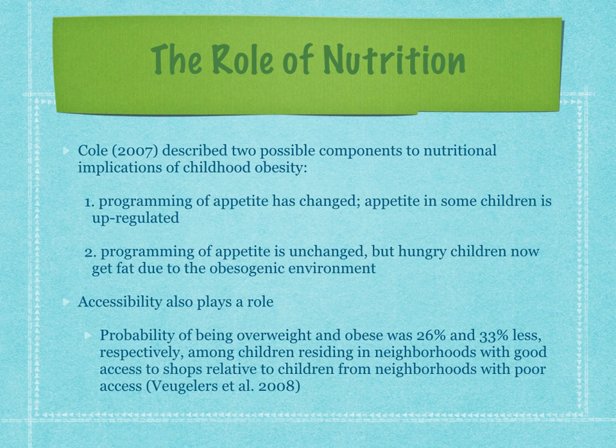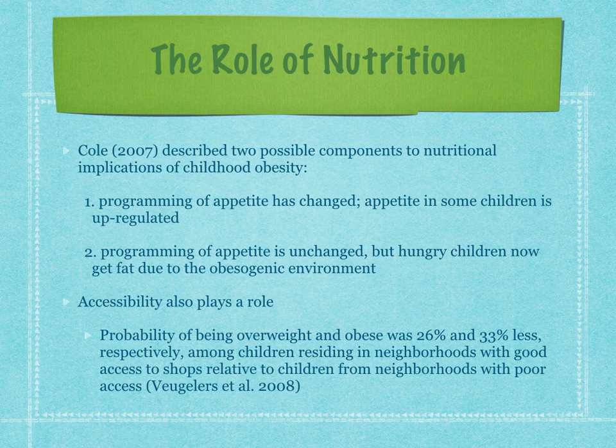In 2007, Cole described two possible components to nutritional implications of childhood obesity. The first, he said, was called programming of appetite and how it's changed. So the appetite in some children is upregulated, and this can happen as early as in utero. Then the second possibility is that the programming of appetite is unchanged, but hungry children now get fat due to the obesogenic environment. So this is looking somewhat at nature versus nurture, your environment versus physiological effects prior to birth.